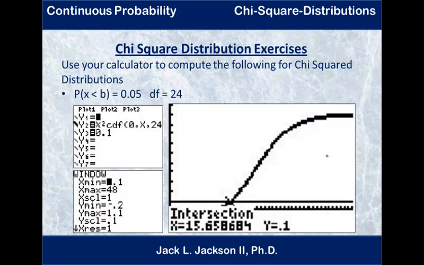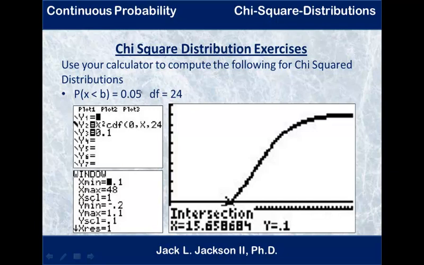Okay, so since we don't have an inverse chi-square built in, what we have to do is graph the chi-square CDF. So that's chi-square CDF from 0 to x, 24 degrees of freedom. Then we also graph the part to the left, except I have the wrong problem worked here. This is 0.1. So instead of 0.05, this is 0.1. So that's off a little bit.